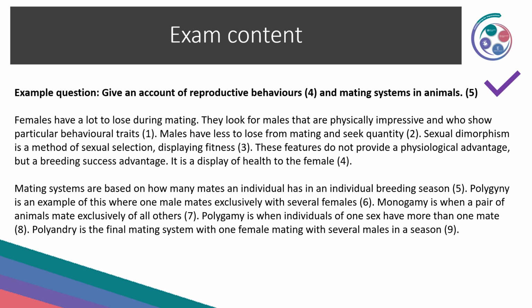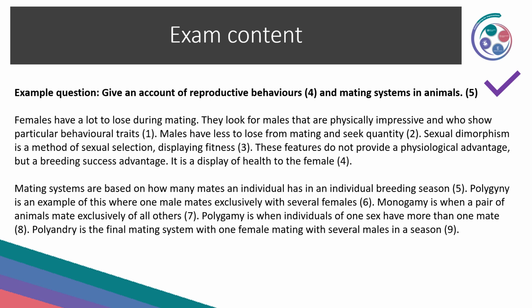So to go over our example question, give an account of reproductive behaviours, worth 4 marks, and mating systems in animals, worth 5 marks. So females have a lot to lose during mating. They look for males that are physically impressive and show particular behavioural traits. Males have less to lose from mating and seek quantity. That would be our 2nd mark.